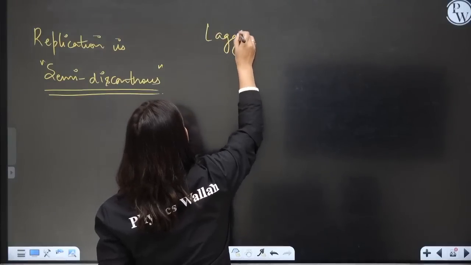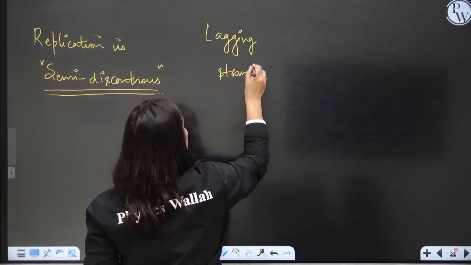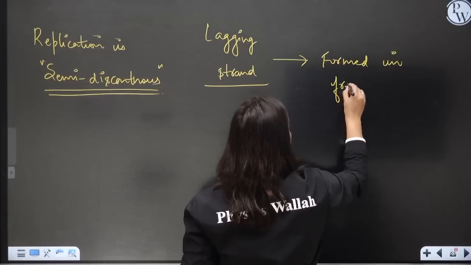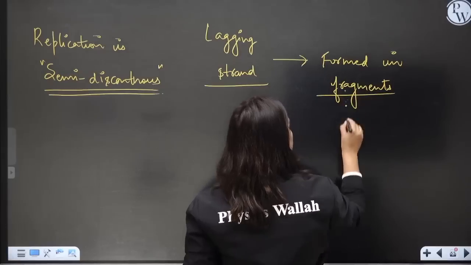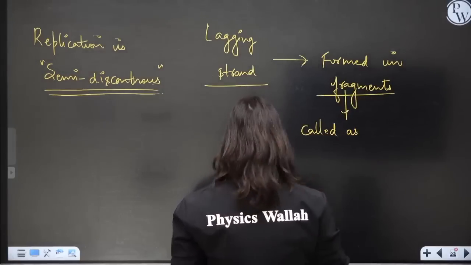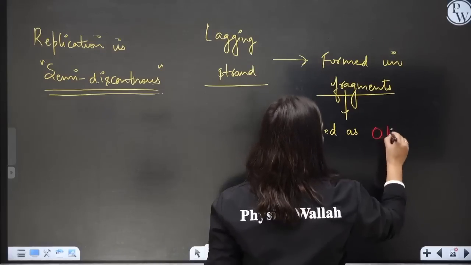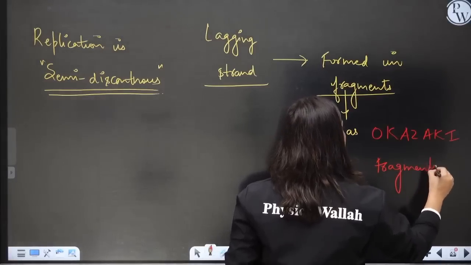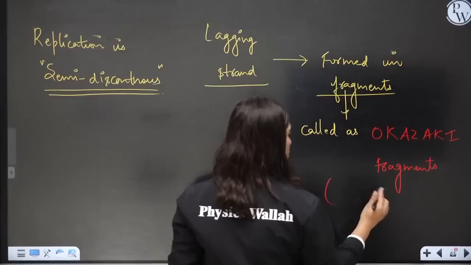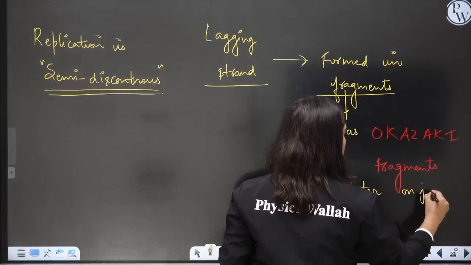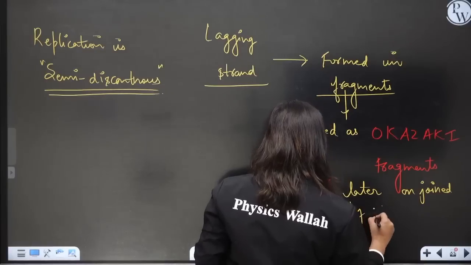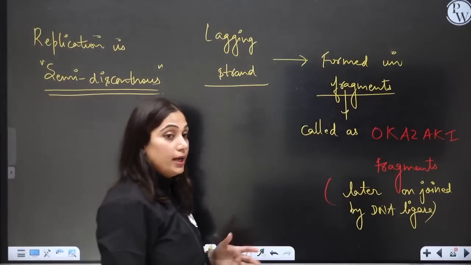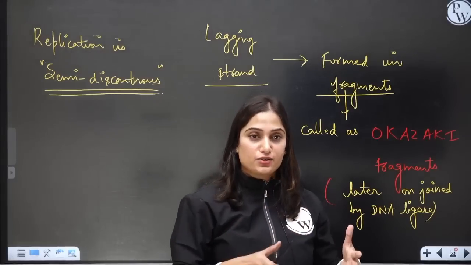So the lagging strand will be formed in fragments, and those fragments are called Okazaki fragments. And these Okazaki fragments are later on joined by DNA ligase. Okay. The question regarding the replication, what is the polarity of leading strand, lagging strand, we'll be doing in the MCQ section.